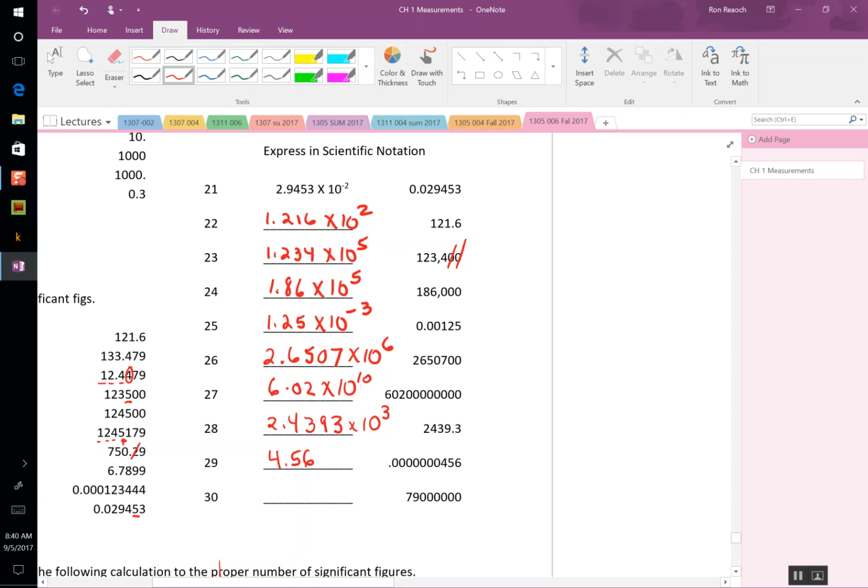4.56 times 10 to the what? And 7.9 times 10 to the 7th. Okay, and there's no decimal point there, so none of those zeros are significant.